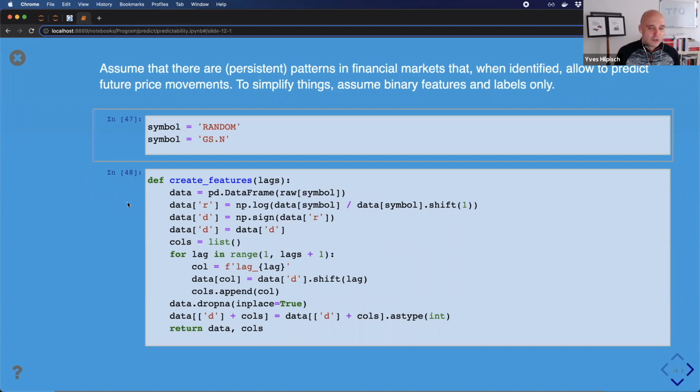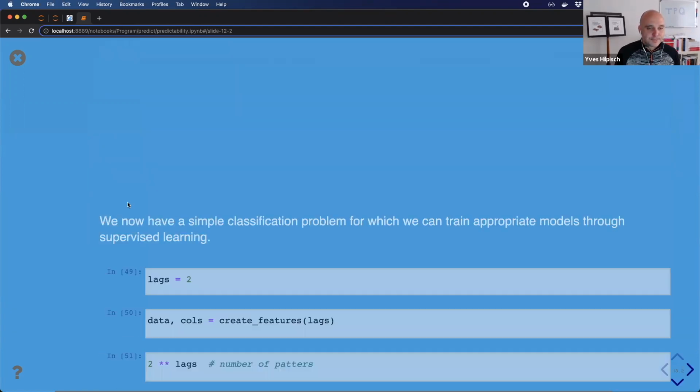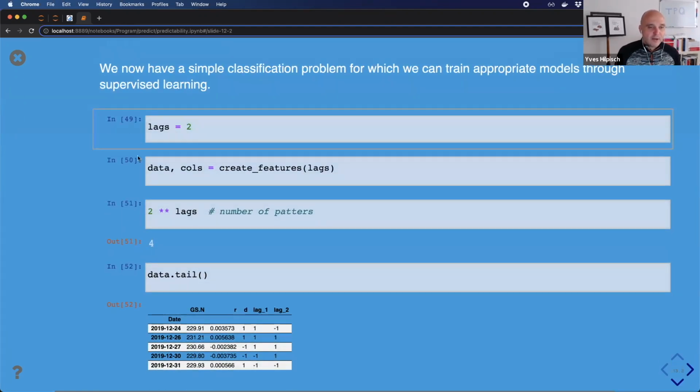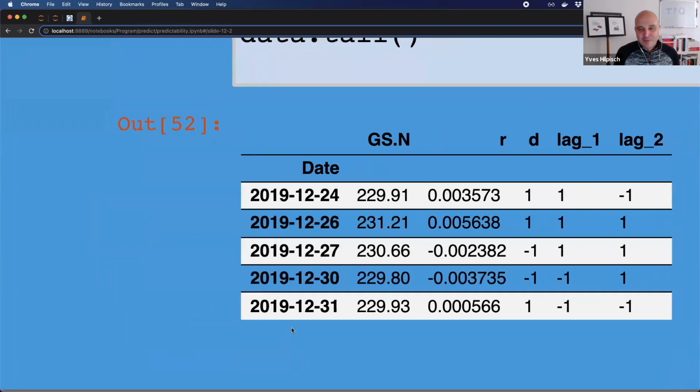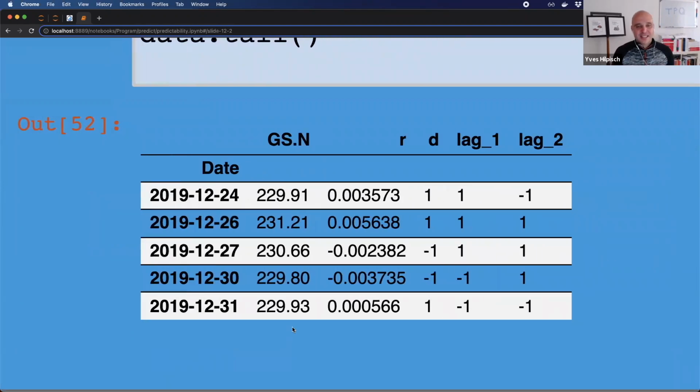So here is the code to create lagged data, right? And we have here just a very simple case, 2 lags. So I only have 4 patterns, just like 2 to the power of 2. I think it's the most simple case to get started talking about patterns. And down here, maybe I increase this a bit. This is just the data that we get. We have the return, we have the direction. This is the labels data.